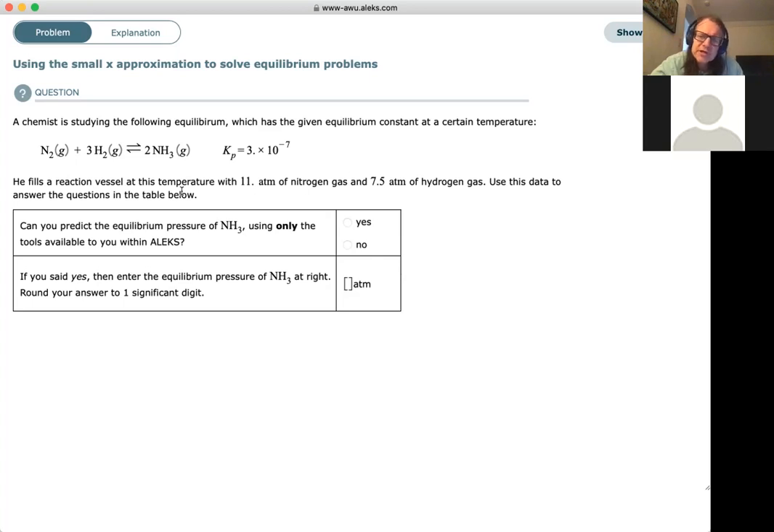So normally we would go through ICE tables first, so we'll introduce this a little bit here. Can you predict the equilibrium pressure of ammonia using only the tools available to you with ALEKS? Yes or no? I've gone through many of these and it seems like the answer is always yes. So I don't want to tell you that it's definitely yes, but all the ones that I've looked at seem to be yes. If you said yes, then answer the equilibrium pressure of ammonia at the right. So you're just going to enter in what the equilibrium pressure of NH3 is and round it to 1 significant digit. Okay. All right. So this is actually a pretty famous equation.